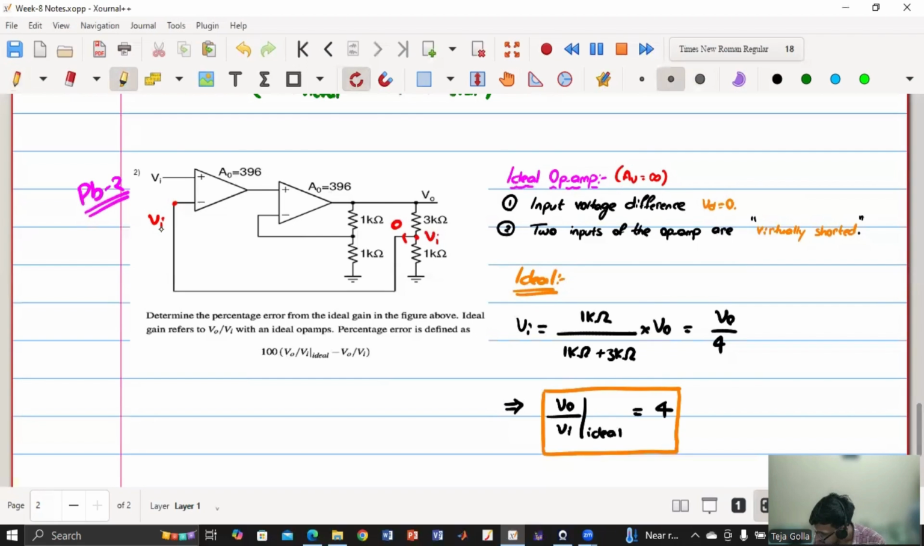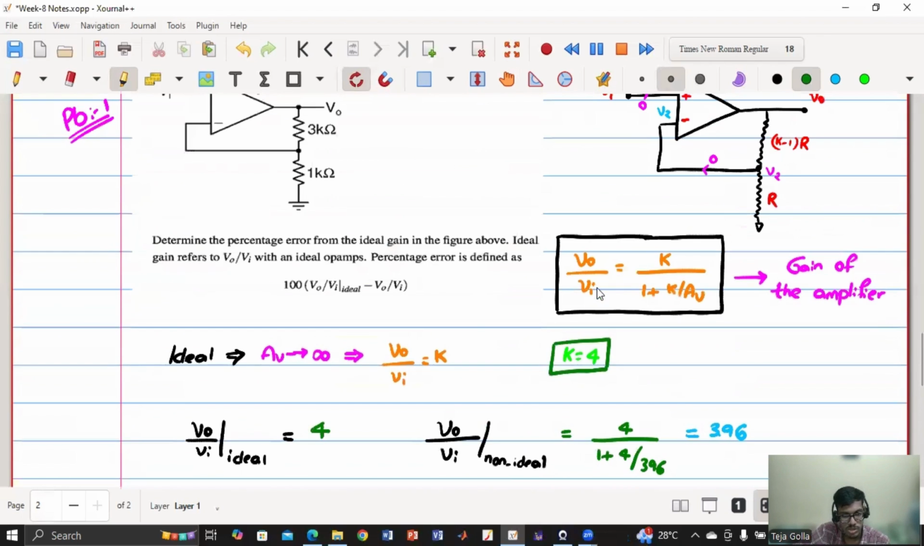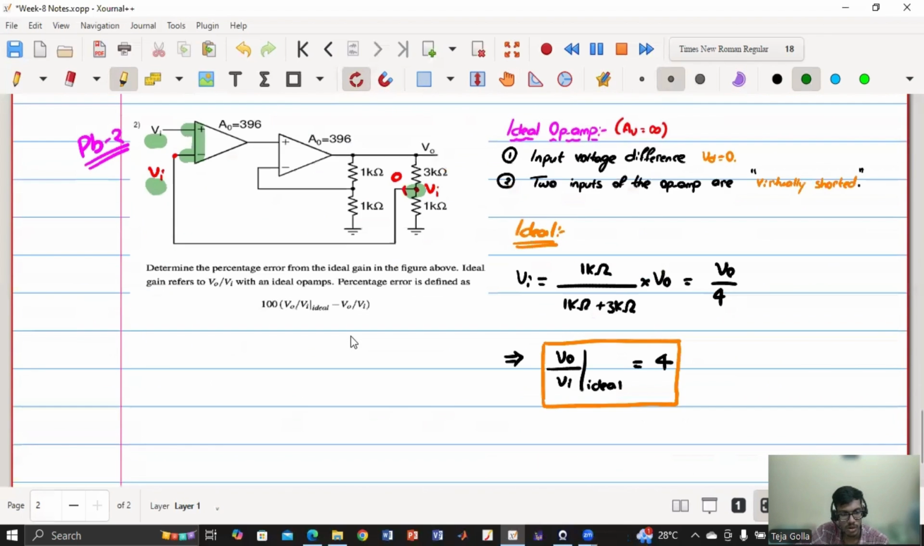If these two are Vi, because these two are basically virtually shorted, then this terminal is also Vi. So for this resistor divider, I can write Vi is equal to V naught into 1 kilo ohm by 1 kilo ohm plus 3 kilo ohm. From there, I am getting V naught by 4. So is that clear? For ideal, it is straightforward because these two are shorted. But for the non-ideal case, those two are not shorted. Then we have to use this formula and solve one by one, as Roshan has pointed out. Clear or any queries? Anyone?